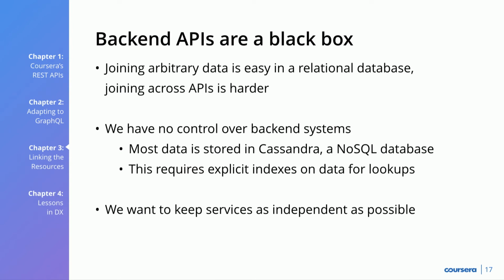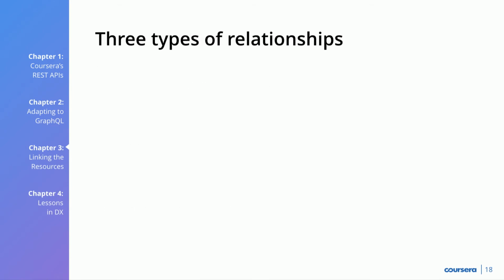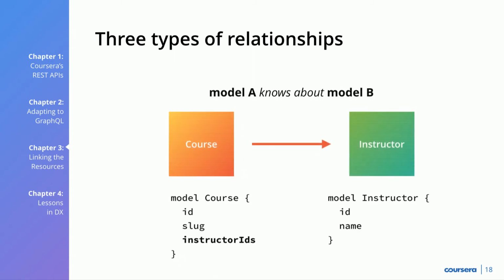As we were going through this and thinking about the different approaches we could take, we realized that there were three different problems that we were trying to solve. There were three types of ways that our data is related. The first one we call forward relationships. These are pretty basic. You have two models, like a course and an instructor. For a forward relationship, the course would know which instructors are in the course. So you have maybe an instructor IDs field on the course. Then it's very easy to know from the course which instructors are part of it.